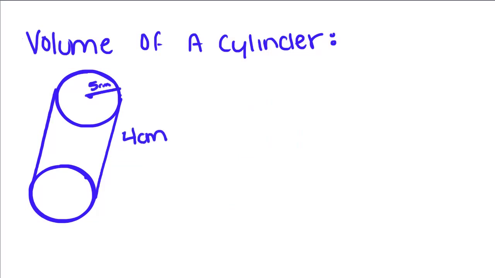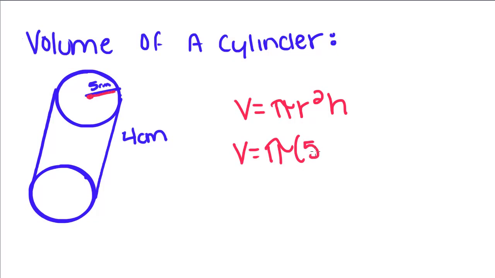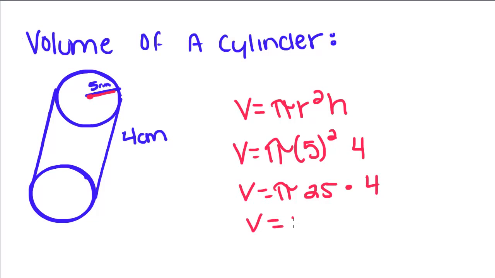Okay, so we have one final example. Volume equals pi r squared h. So pi, we have a radius of 5, so 5 squared times our height, which is 4. Volume is equal to 5 squared, which is 25, times 4. So volume equals 100 pi. And remember, volume is three-dimensional, so centimeters cubed.